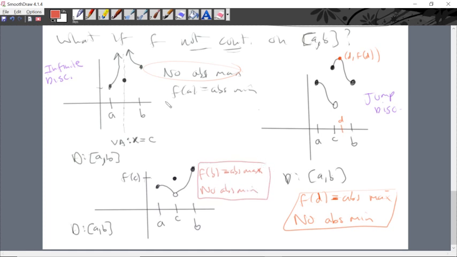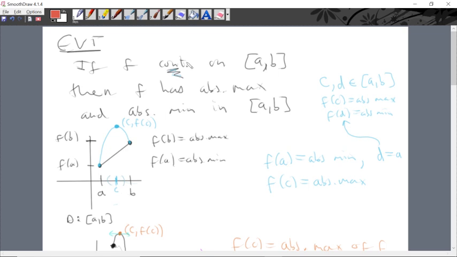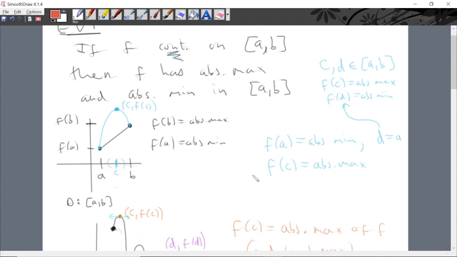Okay, so if a function f is both continuous and on a closed interval, there must be an absolute max and an absolute min. Right? The next thing is, how do you find them? Well, if it's continuous on a closed interval, you can check the endpoints of the closed interval, find the y values at a and at b. That is, find f of a and f of b.